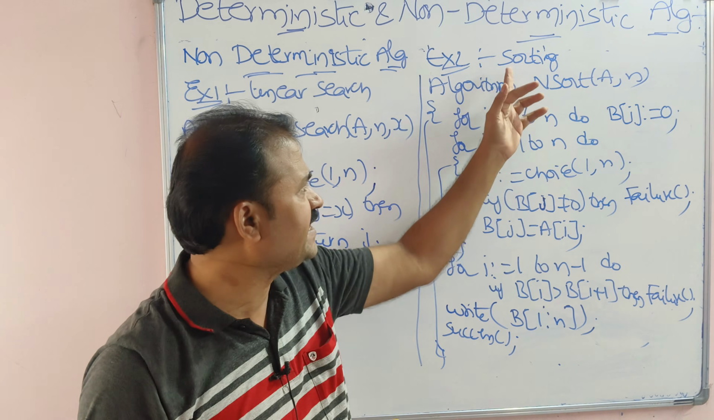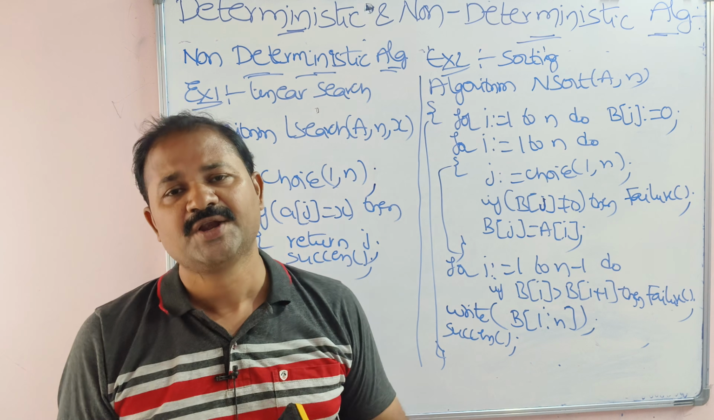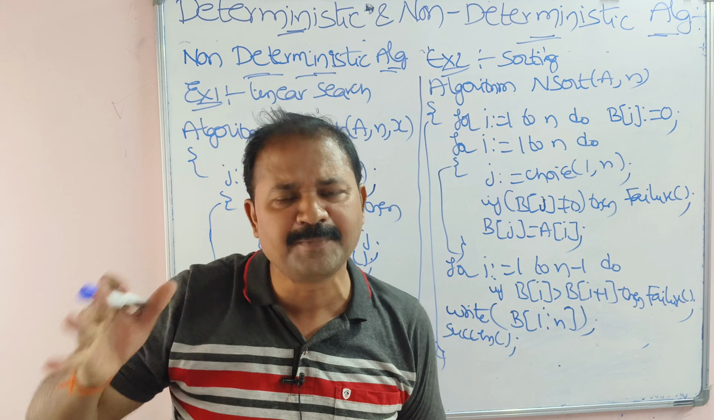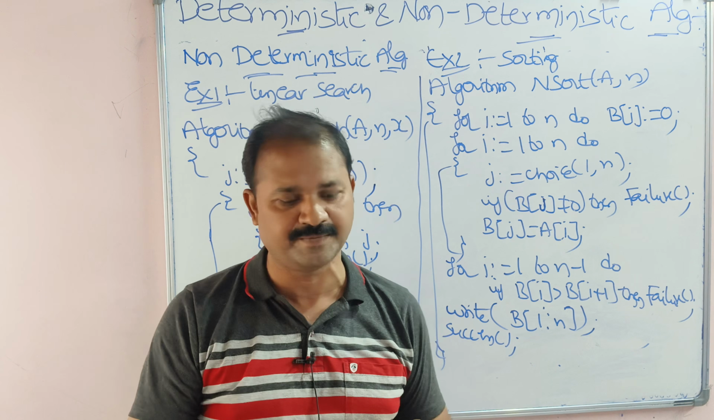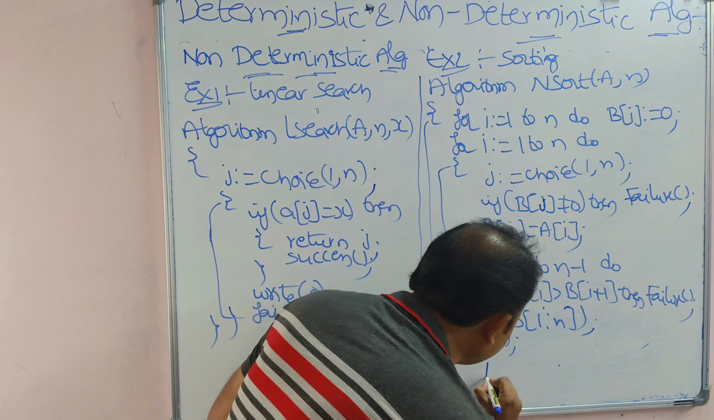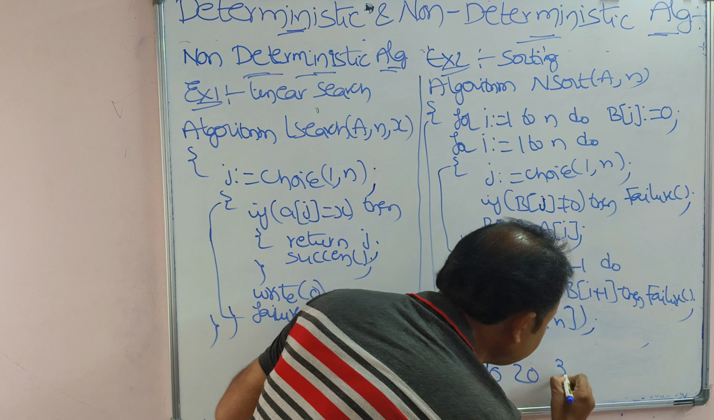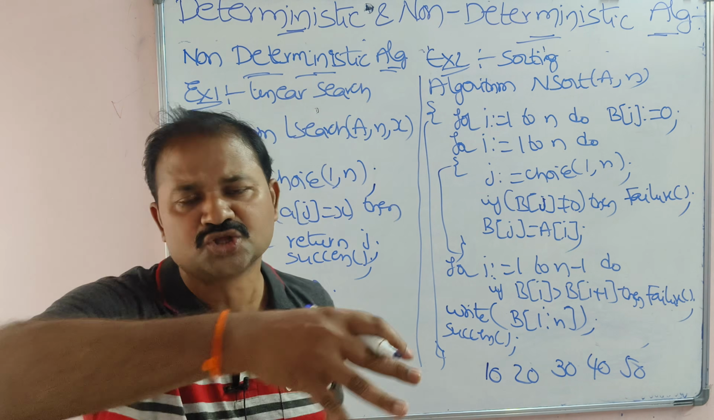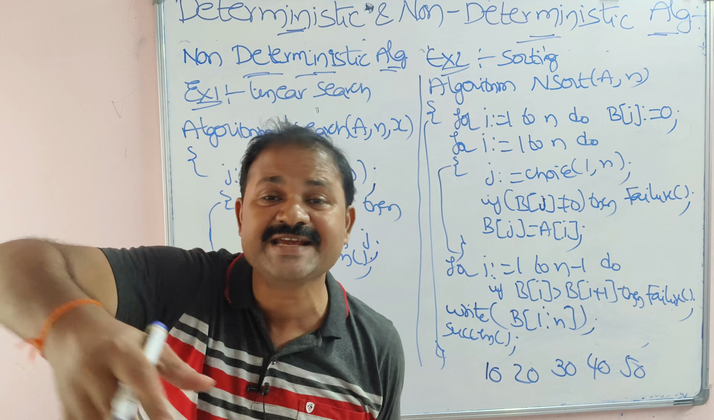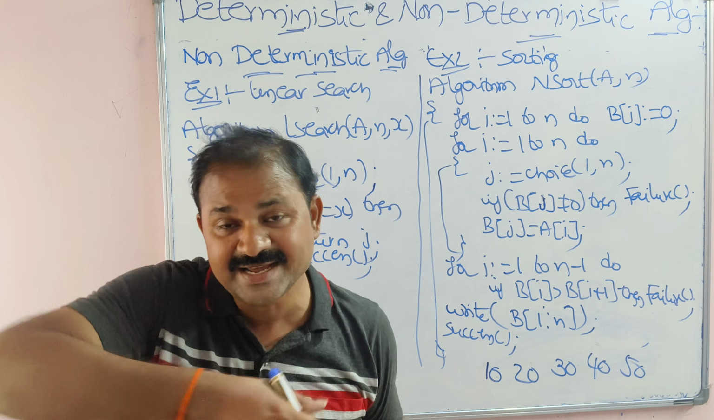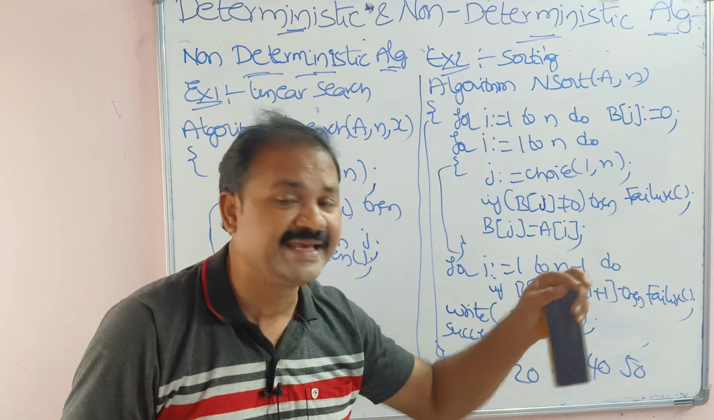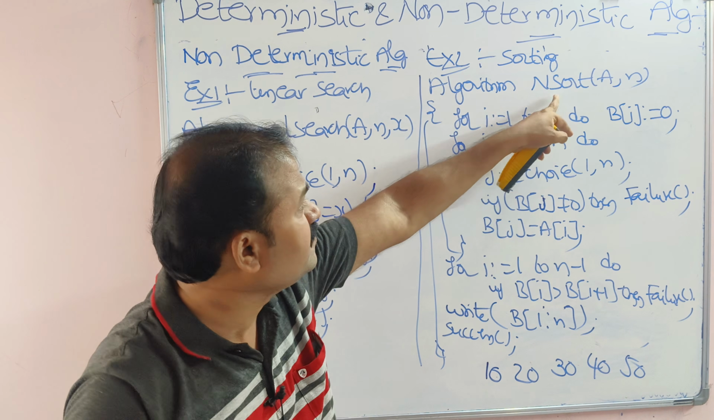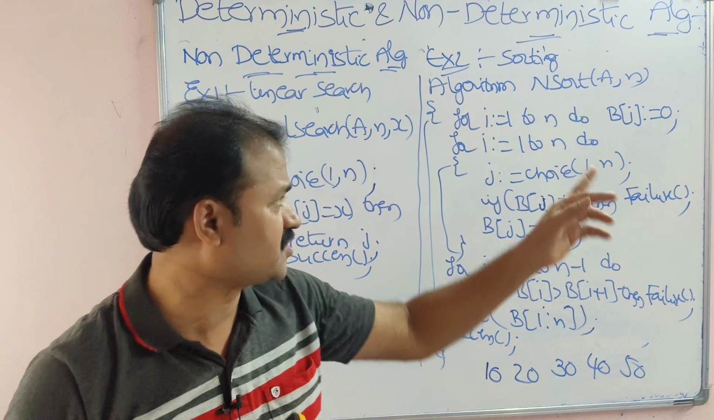Now let's see the second example, for sorting: a non-deterministic algorithm for sorting. Here we are not implementing any sorting algorithm. Here we are giving a list of elements, and we are checking whether those elements are in ascending order or not. Ascending means incremental order. So nsort means non-deterministic algorithm for sorting.